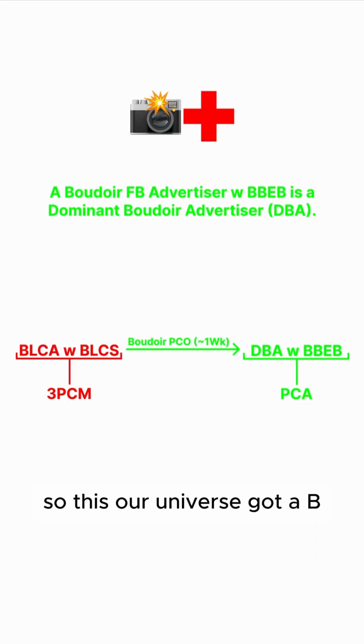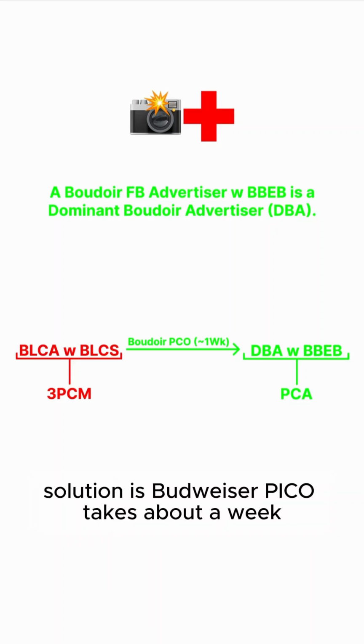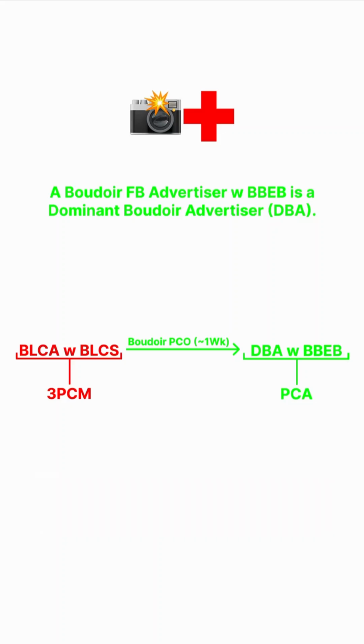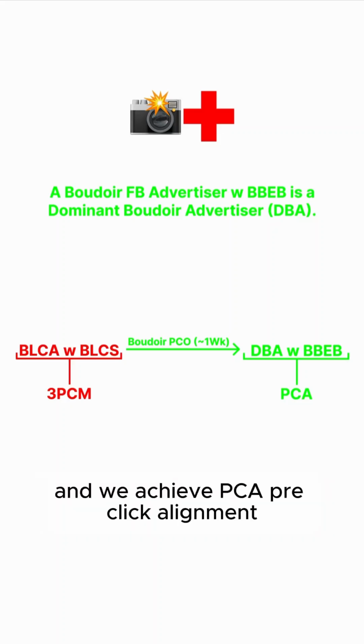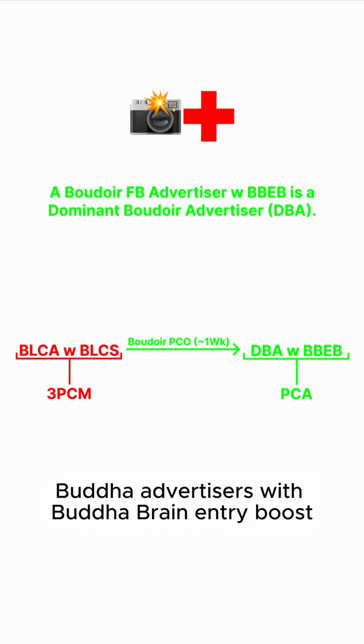So this is our universe. We've got a BLCA with BLCS, caused by the 3 pre-click mistakes. The solution is Boudoir Pico, which takes about a week. And we achieve PCA, pre-click alignment, and become dominant Boudoir advertisers with Boudoir Brain Entry Boost.